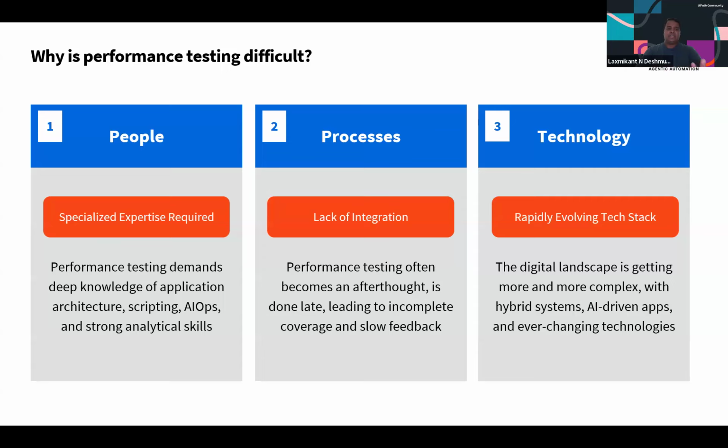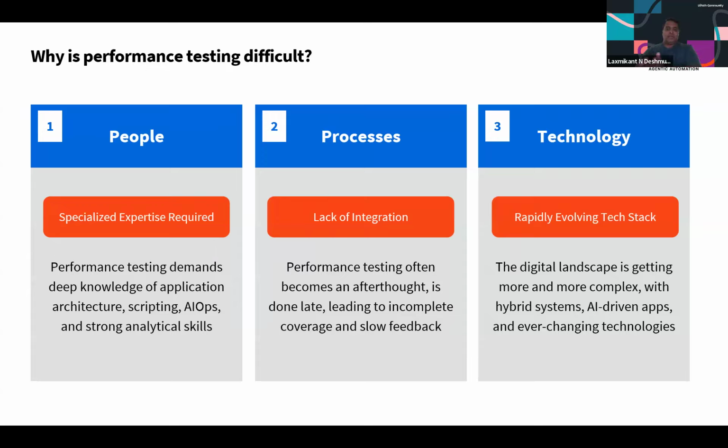Because in performance testing, it's really about these three things: people, processes, and technologies. For people, highly specialized expertise is required, because performance testing is all about understanding the application, deep knowledge of the application development architectures, technologies, how you script the performance testing scenarios, AIOps, understanding of the operations background, and even analytical skills. When your reports are generated for performance testing, you should be able to analyze where it is going wrong, why it is going wrong. So skilled resources are required.